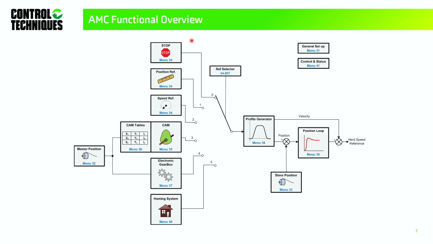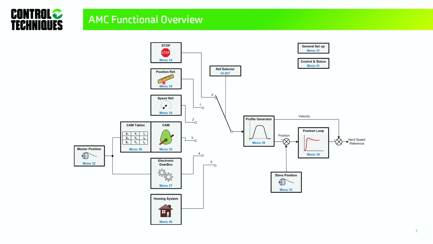So when you want to start the AMC, you update menu 34, parameter 7 to one of these sources. When you want to stop the motor following the profile that you prescribe here in the XLD cell, you shift menu 34, parameter 7 to stop mode. So this is different than operating the drive in standard speed or torque mode. So we have stop as an input to the AMC.